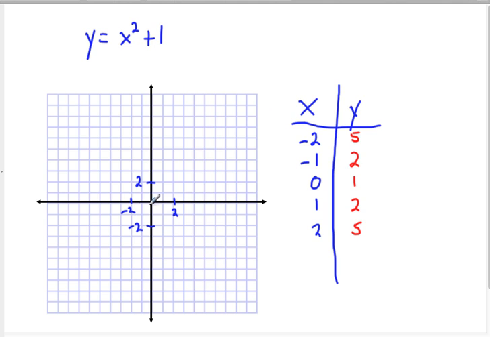So -2, 5, which is 1, 2, 3, 4, 5. And we have -1, 2, and then we have 0, 1, and 1, 2, and then 2, 5. What you'll notice is that it won't rise the same amount in between each number. So, for instance, as I went over 1 here, it went up 1. Then I went over 1 from here, and it went up 3. So it's not a straight line, it's definitely a curve that looks kind of like a U.